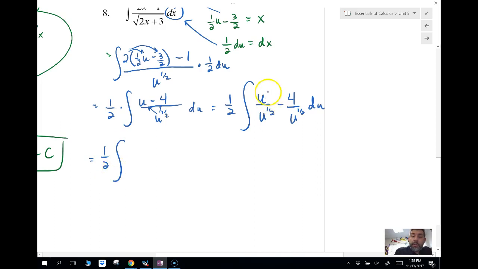So u is u to the 1, and I'm going to subtract the exponents, which is going to give me u to the 1/2 minus 4u to the negative 1/2 du. All right, so now that I have it all simplified, I can now do my anti-differentiation.